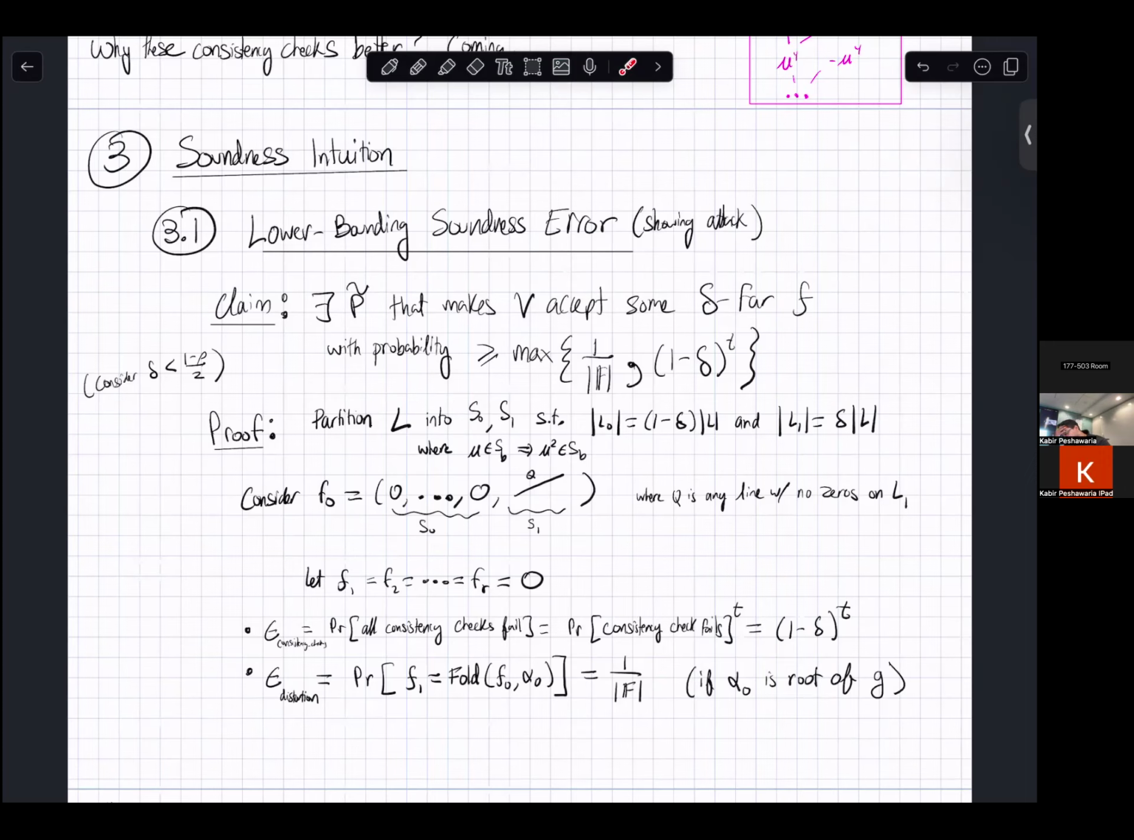Cool. Okay, so let's lower bound this soundness error. So let's show a simple attack. Our claim is that there exists a cheating prover that makes a verifier accept some delta-far word f with probability at least this. So what is this term? This is something that's dependent on our field size, which really suggests that if you want to use FRI in practice, you need a cryptographically large field.